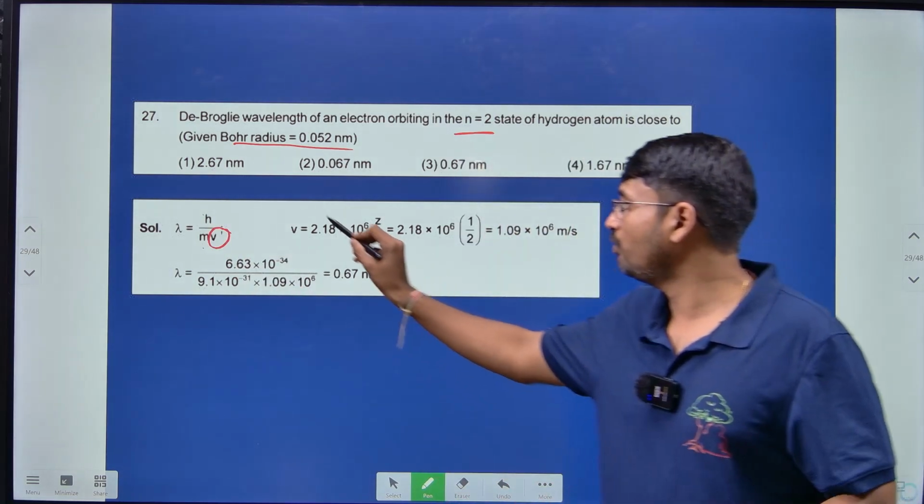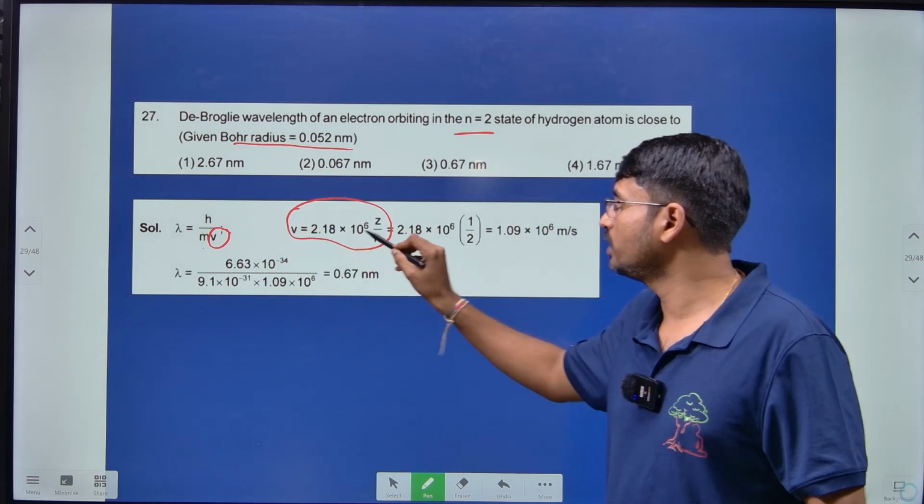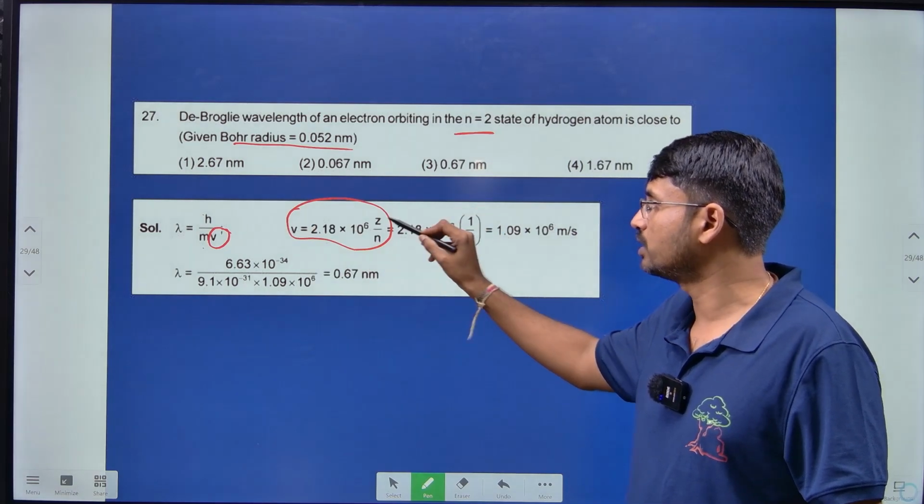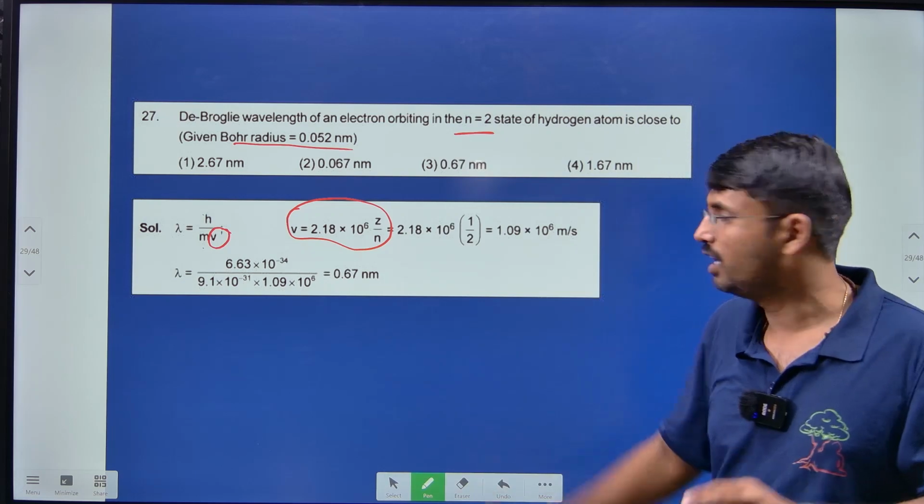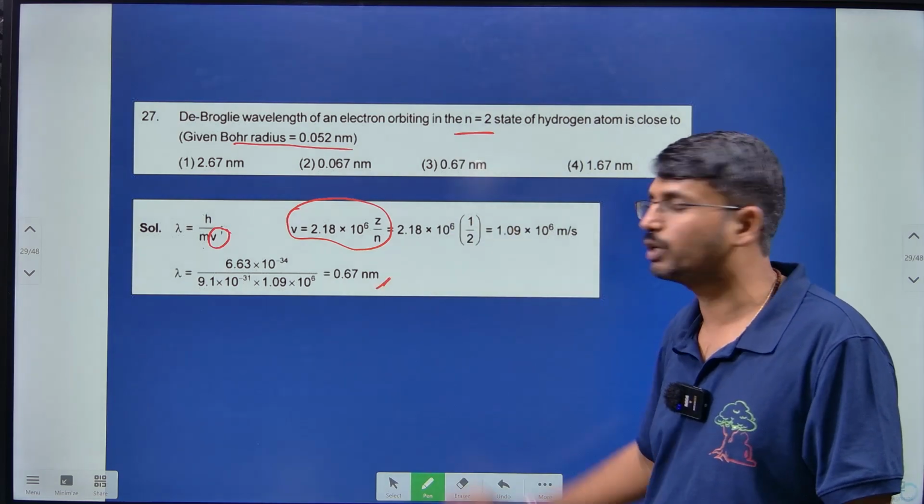For that we have the general equation, that is 2.18 into 10 power 6 multiplied by z by n. Since it is hydrogen, z equals 1, and n equals 2 because it is the second orbit. We can use this and get the answer.